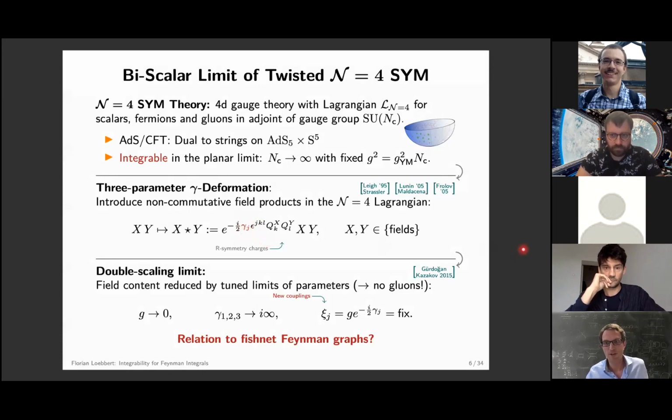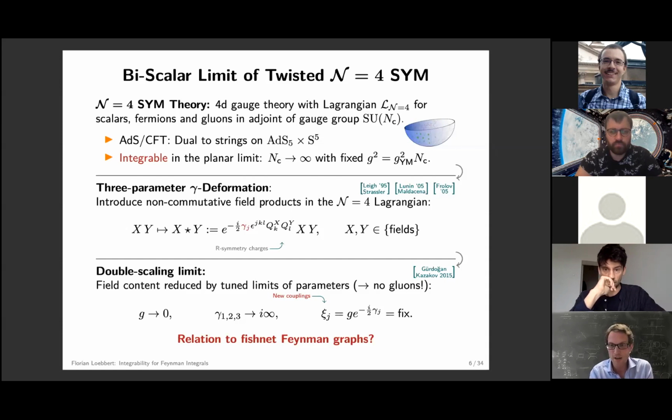This gamma deformed theory has been discussed a lot in the past. You just take the Lagrangian, replace all field products by these non-commutative products, and then the terms in the Lagrangian will get different exponential weights, including these parameters gamma j, where here the q's represent the R charges of the fields. And these additional parameters are interesting because we can now play with them.